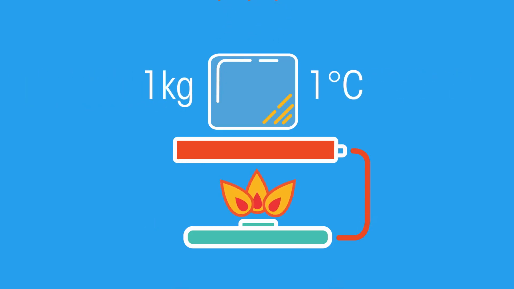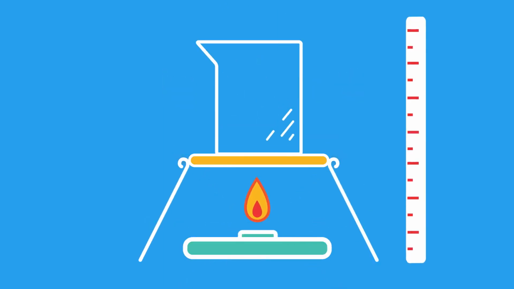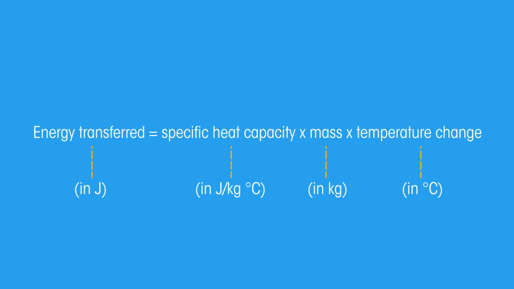So there you have it. To summarise, specific heat capacity is the amount of energy needed to raise 1 kilogram of a substance by 1 degree Celsius. It's helpful because it allows us to work out how much energy we need to heat up or cool down a substance to a desired temperature. To calculate it, use the following equation.